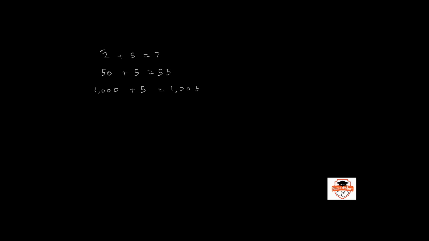Such a number that can assume more than one value or is not known to us is called a variable or an unknown. An unknown or a variable is usually represented by a letter of the English alphabet like X, Y, Z, and so on. On the other hand, a number whose value is fixed and doesn't change is called a constant.